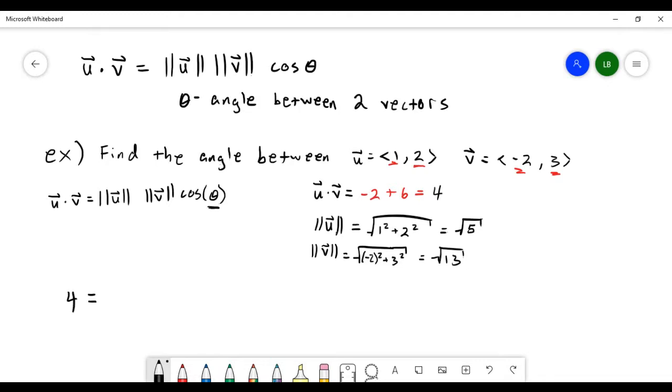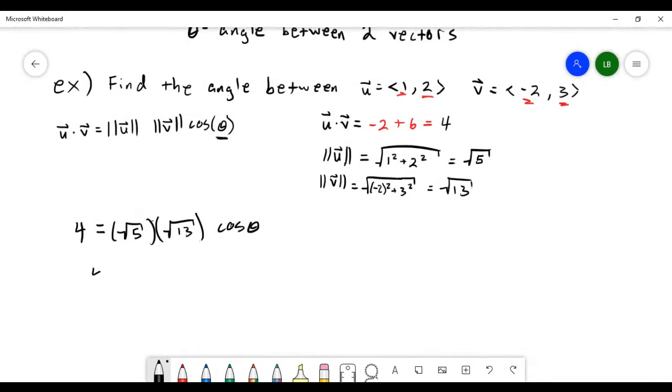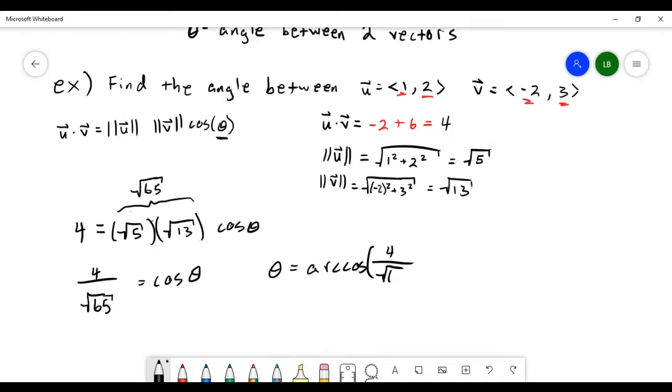4 is u dot v. We have the square root of 5 times the square root of 13 times cosine of theta. Then we just isolate theta, so we get 4 divided by the square root of 65. And I got square root of 65 because I multiplied these two together. That is equal to the cosine of theta. So our angle theta is the inverse cosine of 4 over the square root of 65.